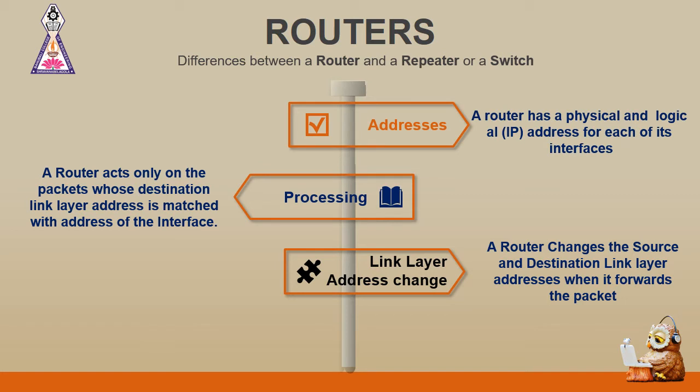But when we are considering inter-network communication, the packet has to go from one switch to the router, from the router to another switch, and then it has to reach the host. That means there are multiple hops involved, and at every individual hop the source physical address is different and the destination physical address is different. Thus, routers are designed in such a way that they are capable of changing the source as well as the destination link layer addresses whenever they are forwarding the packet.